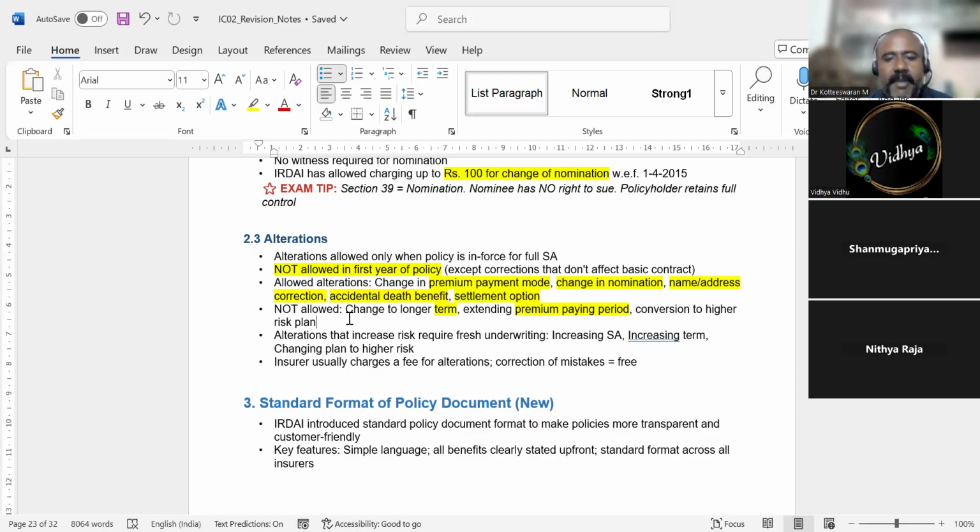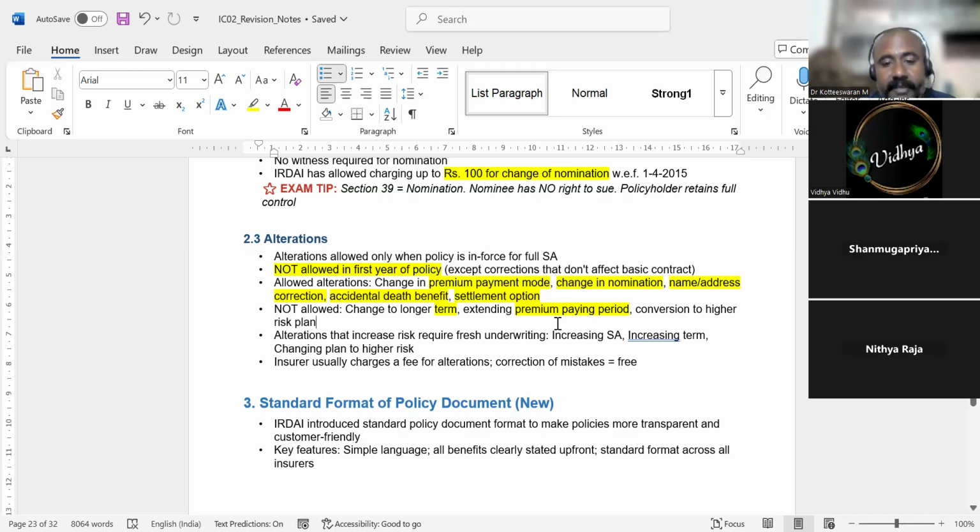That is called premium paying period. So 10 years you selected as a premium paying period. Now you want to extend it to 15 years. No, you cannot change it because you have selected it. You cannot change it. So be careful.